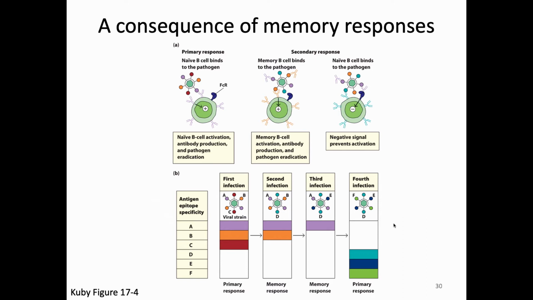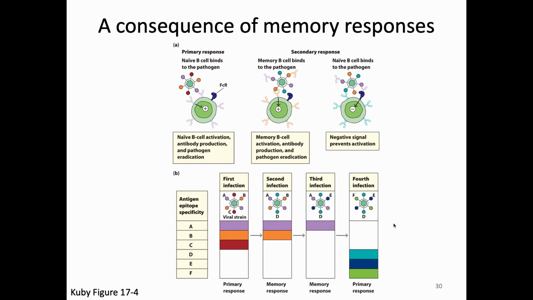You're probably going to feel kind of sick. It's not going to be great. You're going to get better. Whatever. Now let's imagine you get infected with that same pathogen, just a different strain, the following year. Now you get infected with a version of that virus that has antigens A, B, and D. You are going to make secondary responses to A and B.